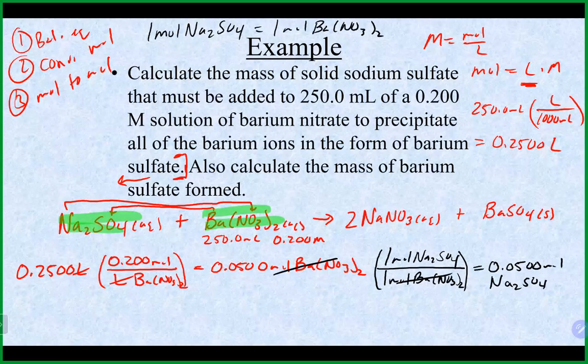At this point, we're looking for our fourth step, which is to convert to the units we're looking for. In this case, we actually do want grams. So we're going to take moles to grams like we've done before. To do that, we have to go to the periodic table and remember that we need the molar mass of sodium sulfate here.